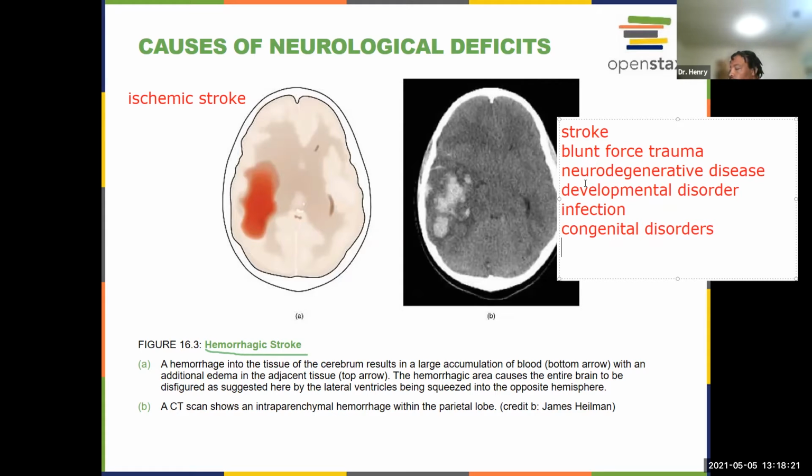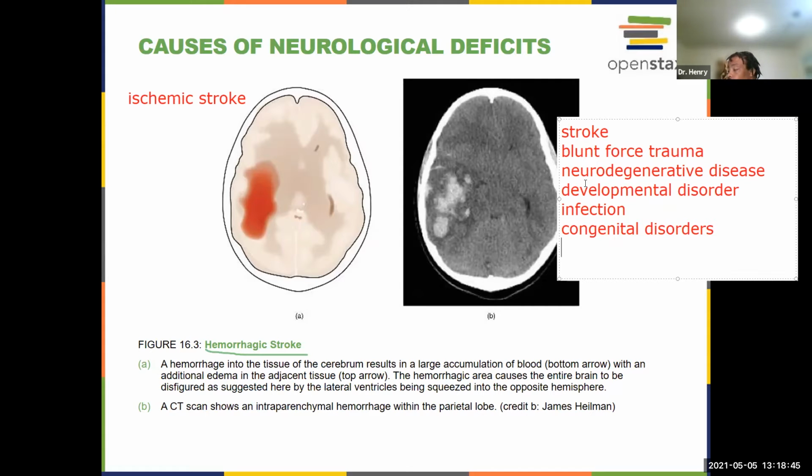So neurodegenerative diseases, some of those are going to be like MS, Huntington's, ALS, Parkinson's, Alzheimer's. So all of those would be an example of neurodegenerative diseases.